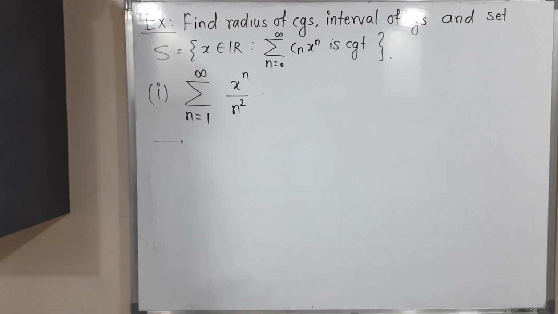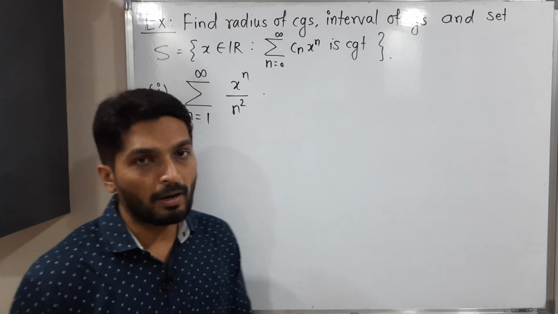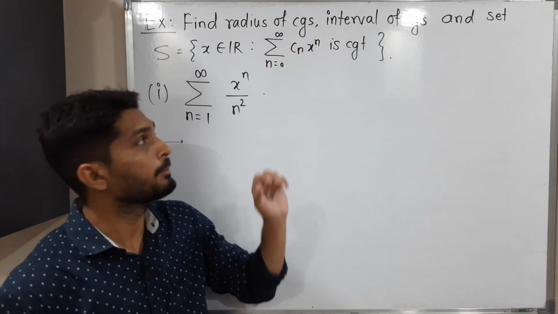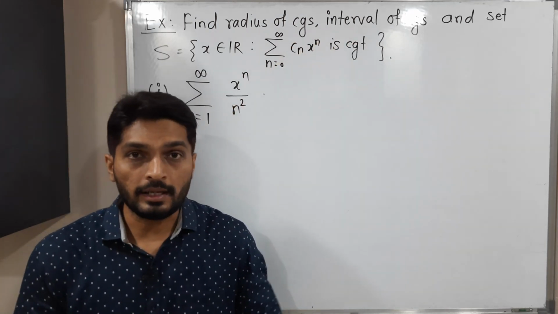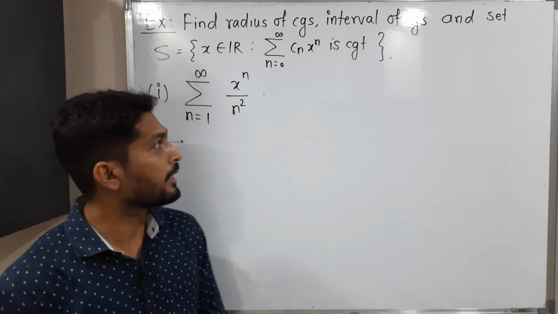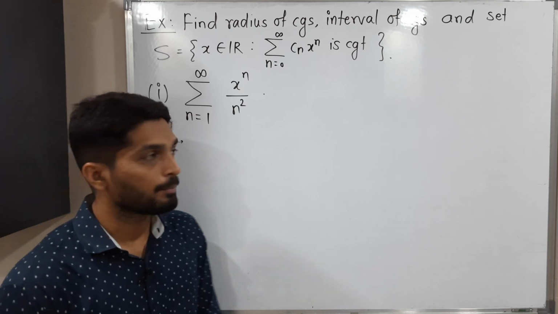Hi everyone, in this video we are going to discuss two power series. We will find their radius of convergence, interval of convergence and set S. Set S is a set of all points for which the given power series is convergent. This is the first power series we have.